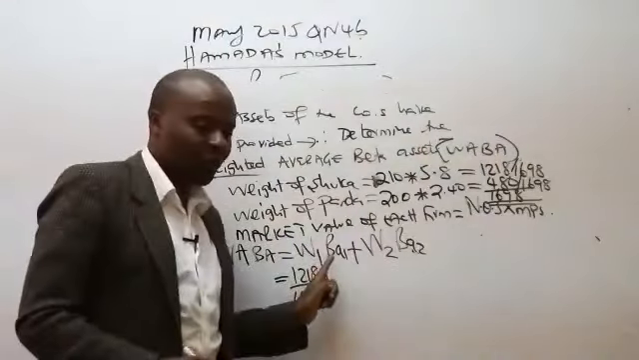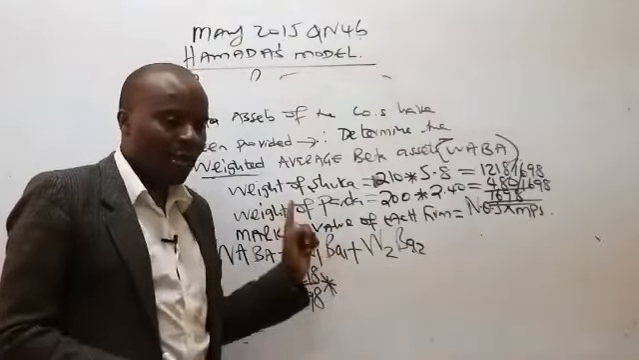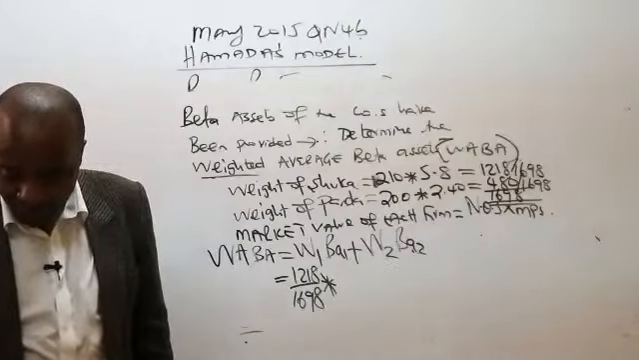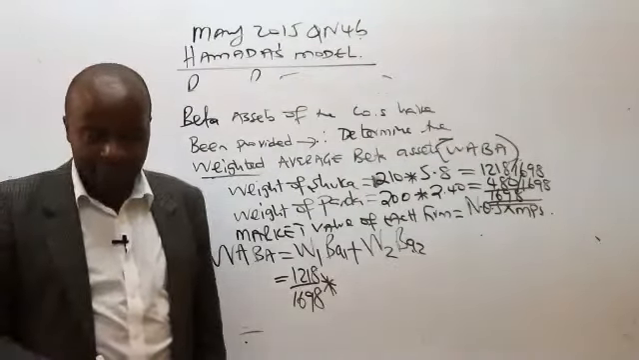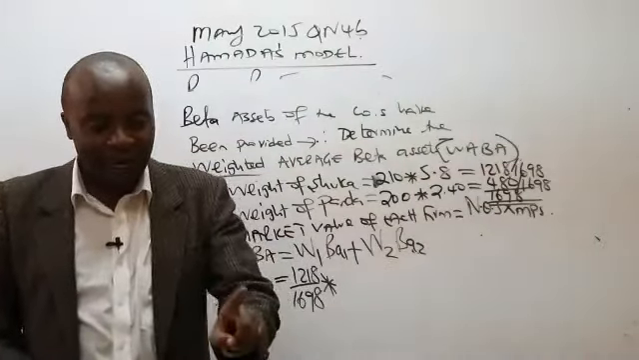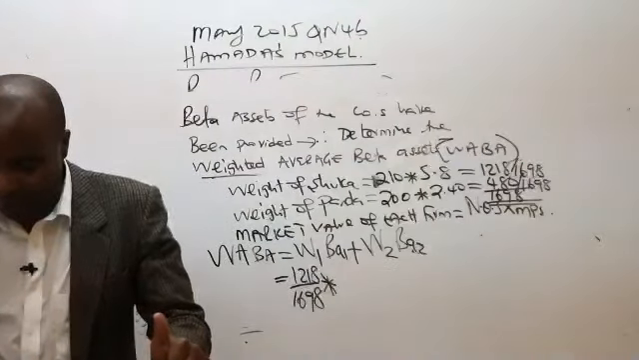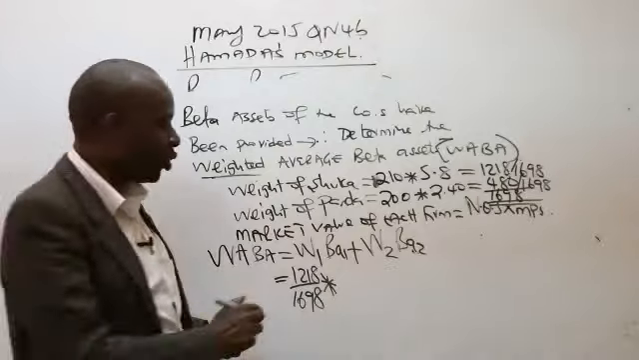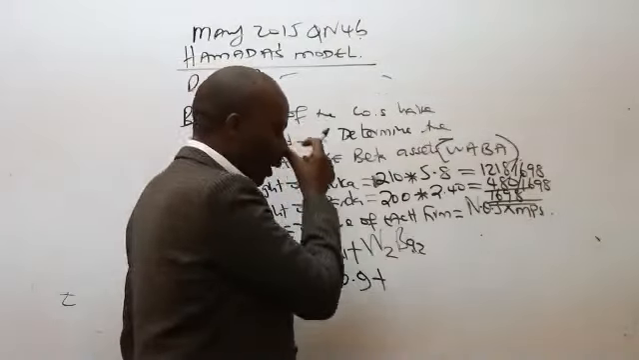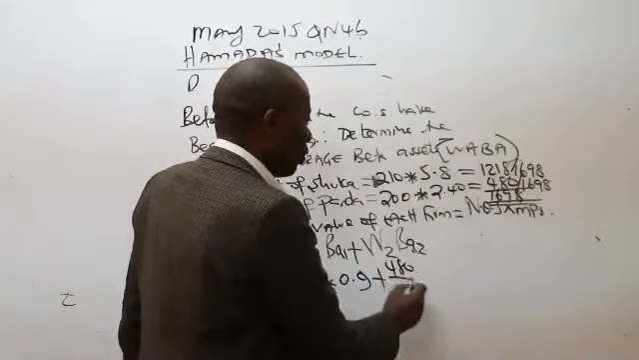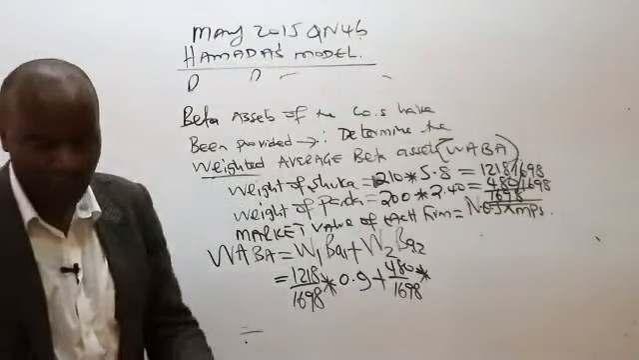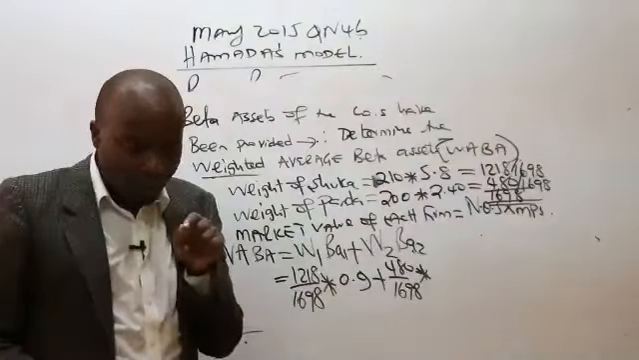So is there anybody who is able to see the beta assets of company 1? Company 1 is the predator. So company 1, the predator, beta assets can't be 1.2. What Rema is telling me is that beta assets for Shuka is 0.9. Plus weight 2, which is 480 over 1698 times beta assets 2, which these students are not able to see.